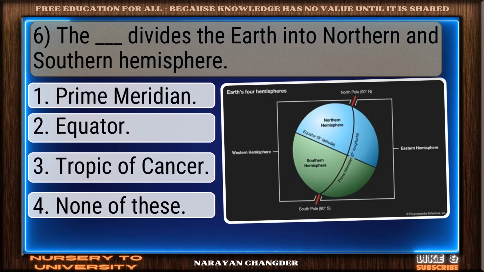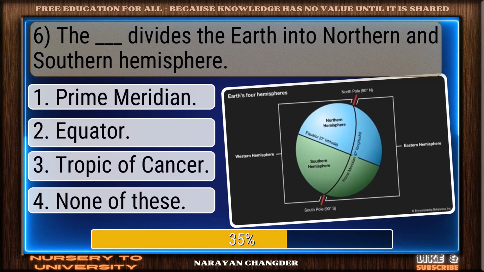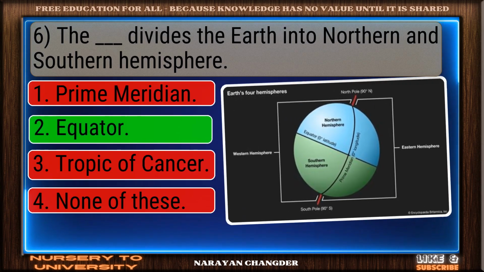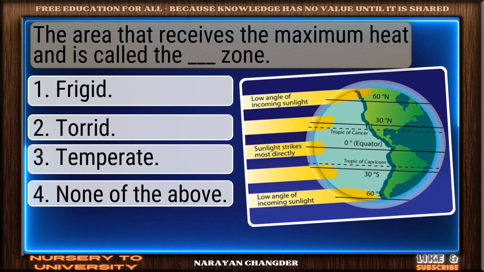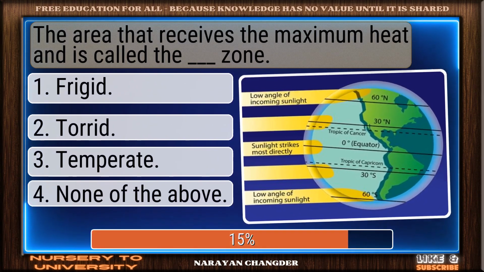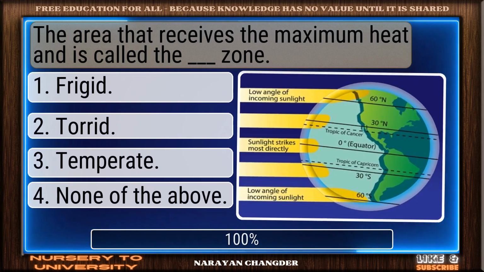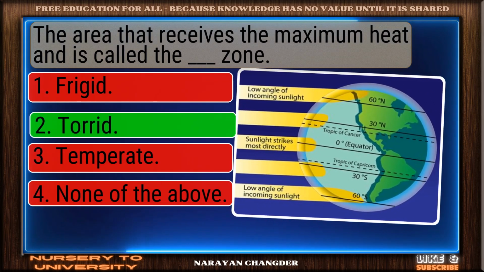The dash divides the Earth into northern and southern hemispheres. You chose equator, and it is correct. The area that receives the maximum heat is called the dash zone. Correct response. Torrid is the most accurate answer.